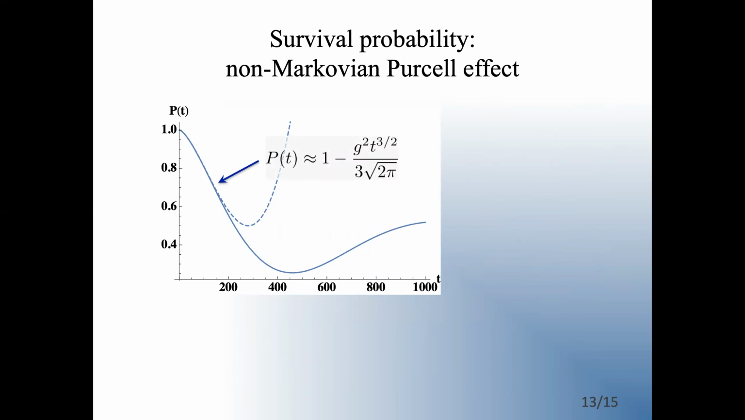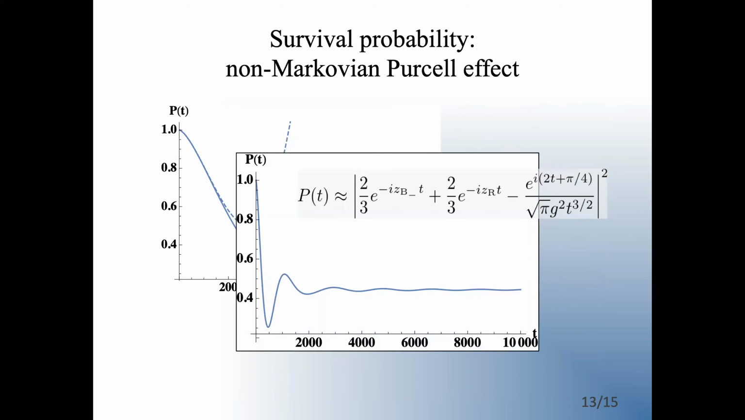Now, we can see this precise behavior against the numerical integration for the survival probability. The numerical integration is the dark curve, and the dashed curve is the 1 minus t^(3/2) character, which we notice. It describes the survival probability on the time scale during which most of the decay occurs.